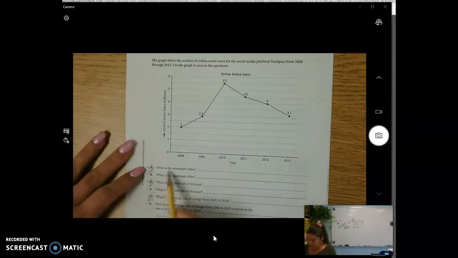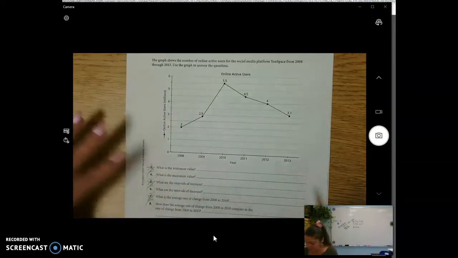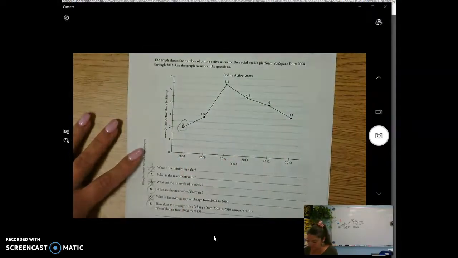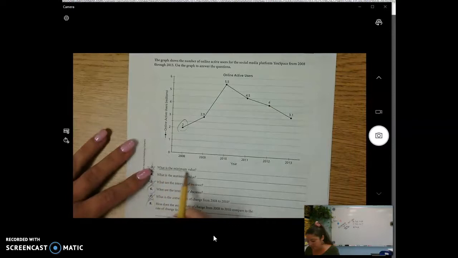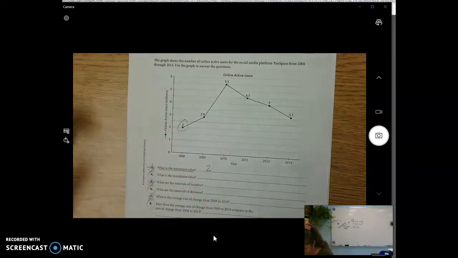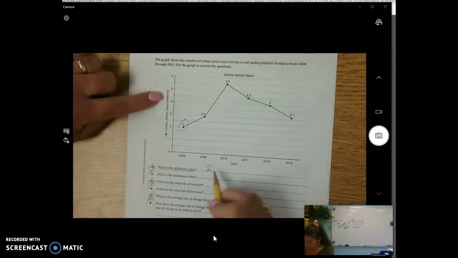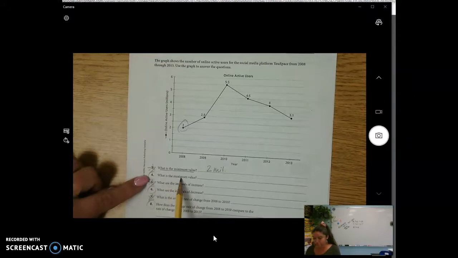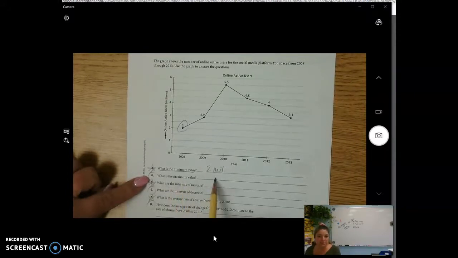So number 3 says, what is the minimum value? Well, that's the value at the bottom, right? The lowest value. And so that looks like this point right here. When they're asking you what that minimum value is, they want the Y number. So they want this 2. They don't want the year. Okay, so this is going to be 2, but what does this mean? Up 2 million, looks like. Okay, so there were 2 million users. All right, number 4, what's the maximum value? So you can figure that out.